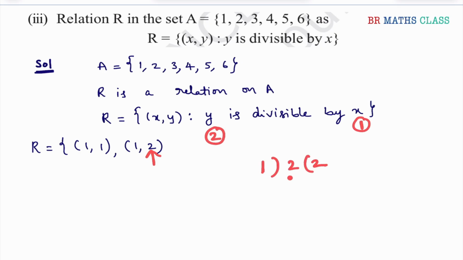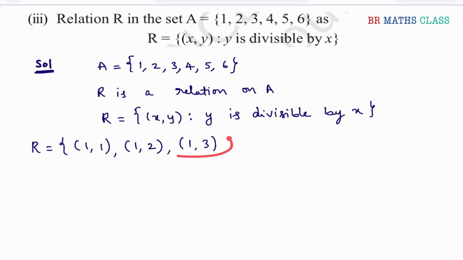1 in this 2 times. Remainder is 0. As we are getting remainder 0, we can say that 2 is divisible by 1. That means ordered pair 1, comma 2 is there in A cross A and ordered pair 1, comma 2 is satisfying this condition. So ordered pair 1, comma 2 belongs to this relation. I hope you understand. In A cross A, next element is 1, comma 3.